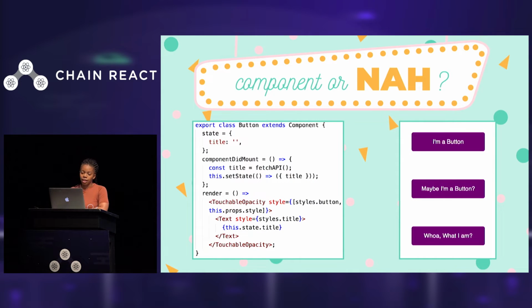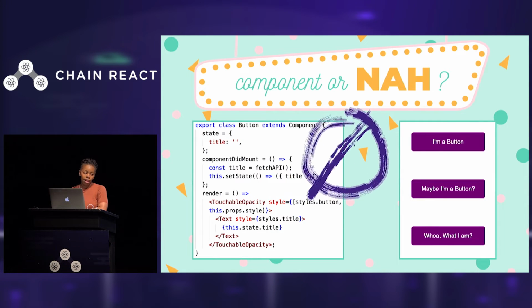Okay, a button again. Let's try it. Is this a component or nah? Look at the code again. Nah, okay, cool, yeah, because it's fetching its own data, and it'll be kind of useless because the API might change in the future from maybe a RESTful to maybe a GraphQL. So, nah.